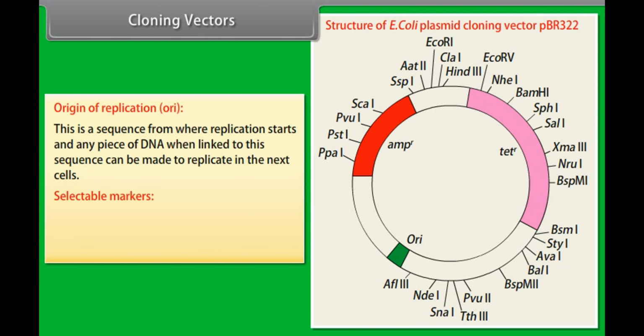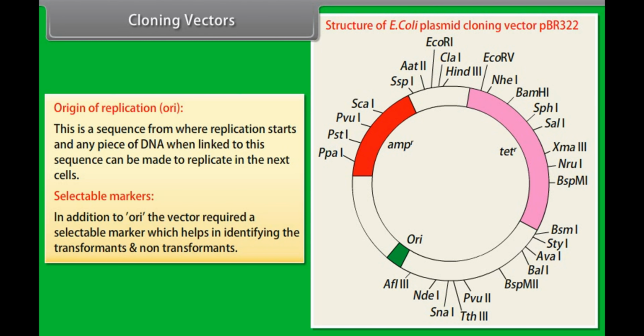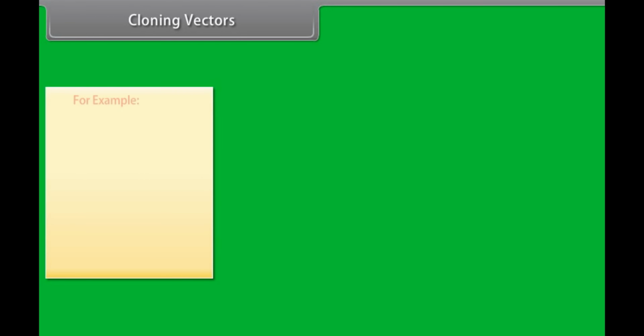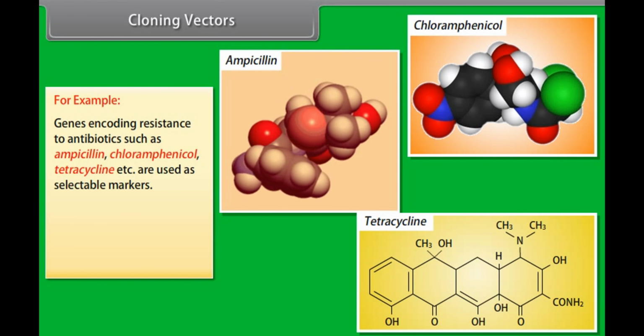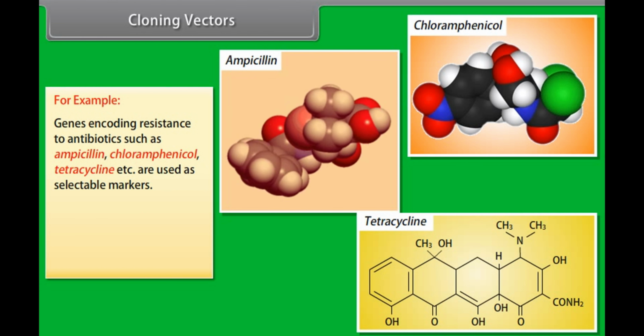Selectable markers. In addition to ORI, the vector requires a selectable marker which helps in identifying the transformants and non-transformants. For example, genes encoding resistance to antibiotics such as ampicillin, chloramphenicol, tetracycline, etc. are used as selectable markers.